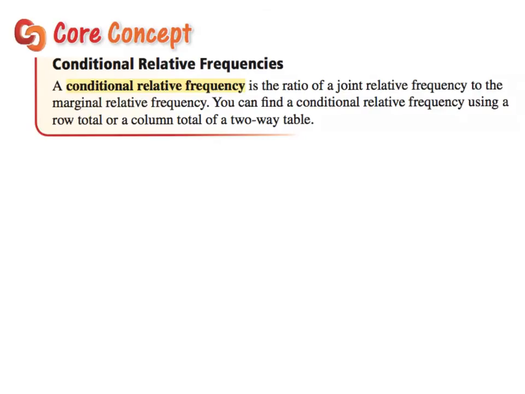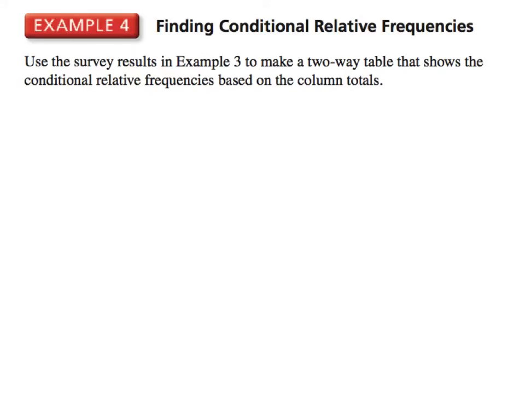That leads us into our next core concept, conditional relative frequencies. A conditional relative frequency is the ratio of the joint relative frequency to the marginal relative frequency. You can find a conditional relative frequency using a row total or column total of the two-way table. In example 4, finding conditional relative frequencies, we're going to use the example we just talked about to make a two-way table that shows the conditional relative frequencies based on the column totals.